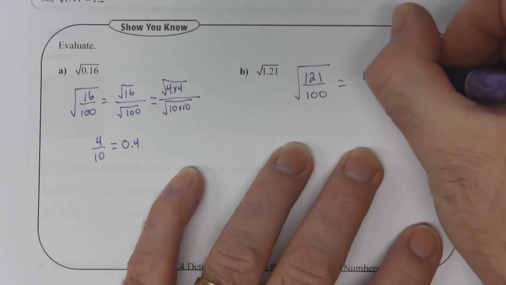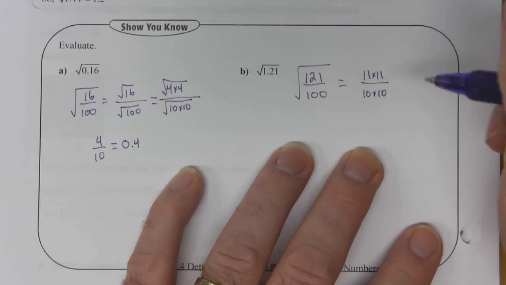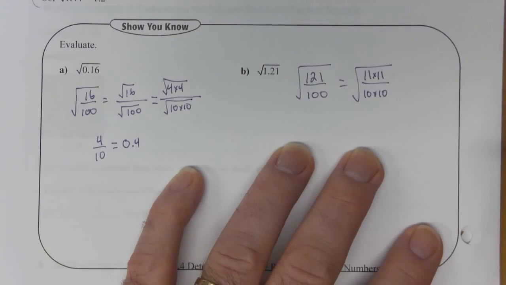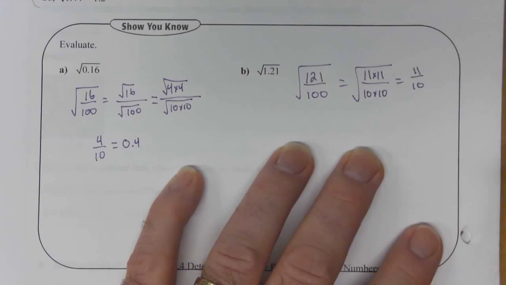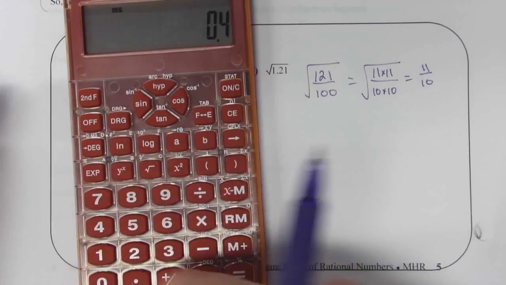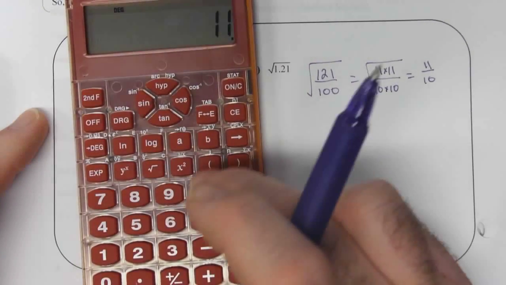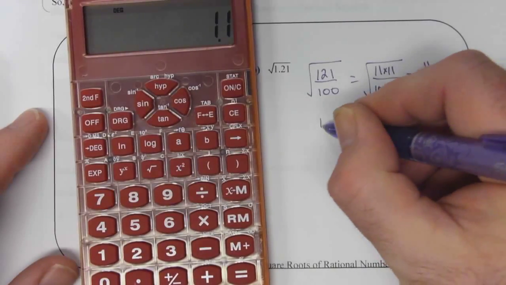121, as I said, was 11 times 11. 100, again, we just did this, is 10 times 10. So I want to take the square root of that. When I do that, I'm left with 11 over 10. Which, when you do that, 11 divided by 10, you're just moving the decimal over one spot, so that becomes 1.1.